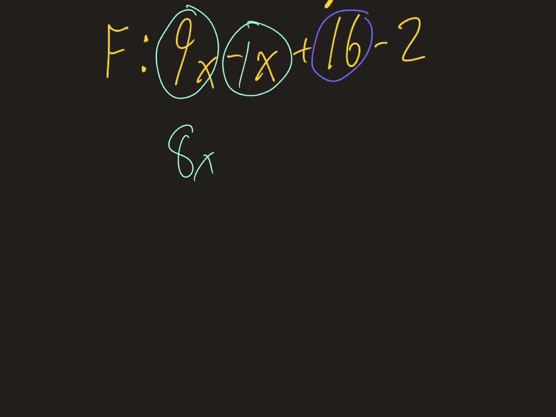Now, notice how both 16 and minus 2 do not have a variable. Therefore, we can combine them. 16 minus 2 is 14. Since this is positive, we're going to have a final answer of 8x plus 14.